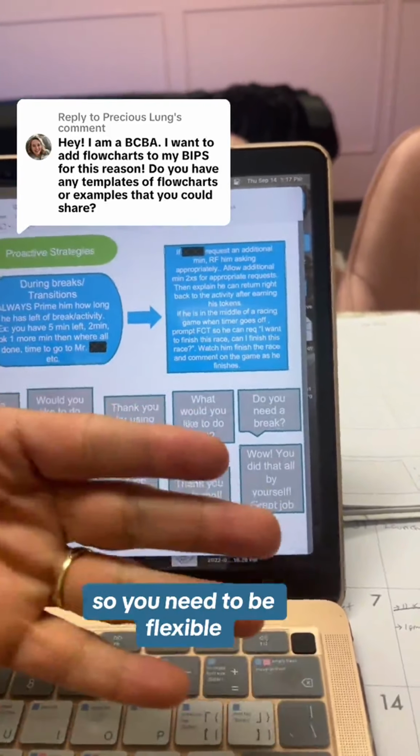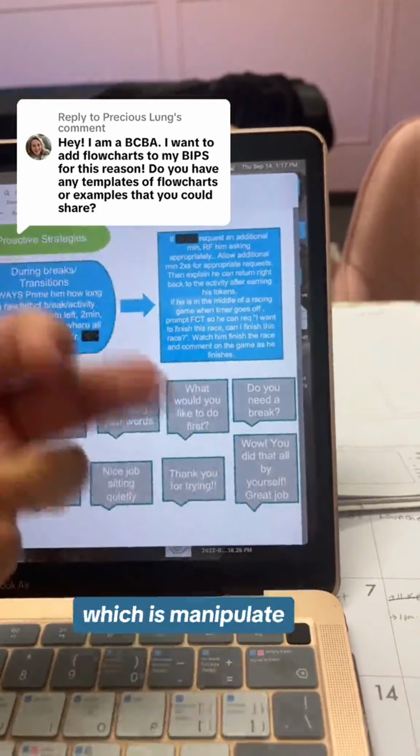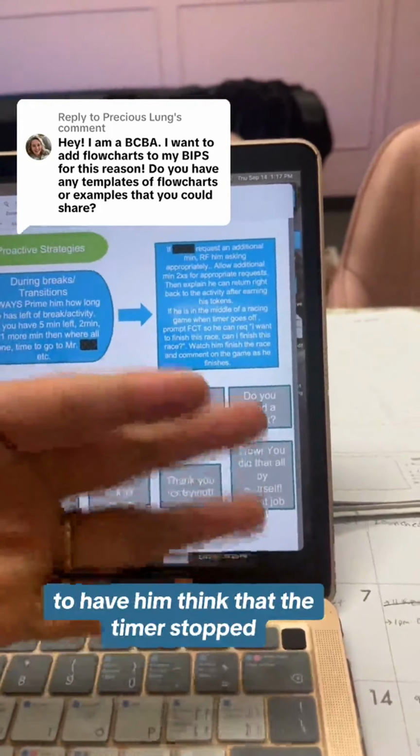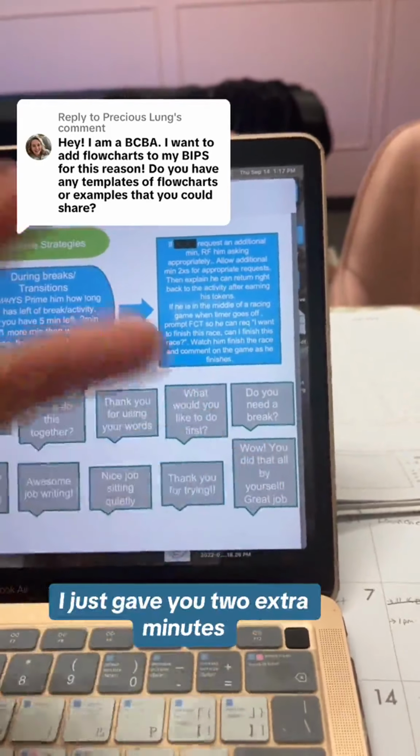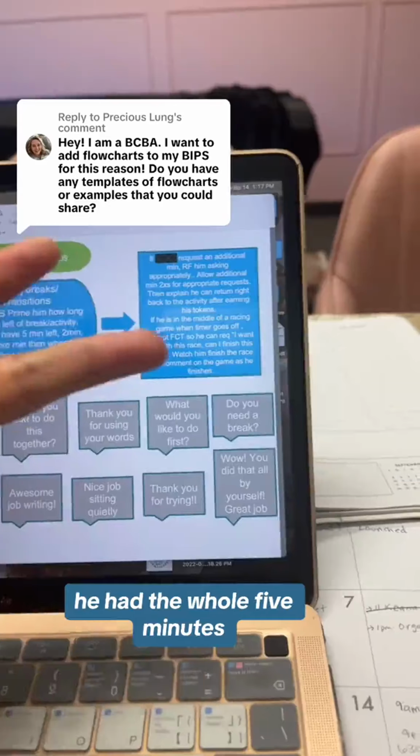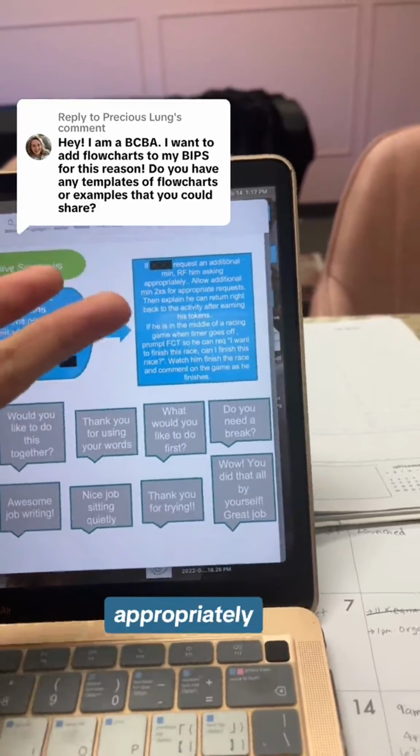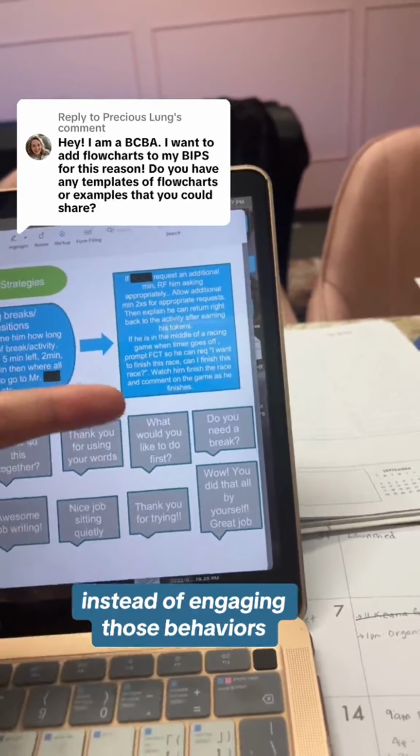So you need to be flexible and manipulate the environment, which means you're manipulating the timer to have him think that the timer's up. But hey, actually, I just gave you 2 extra minutes, but really he had the whole 5 minutes, and he just learned to appropriately ask for additional time instead of engaging in those behaviors.